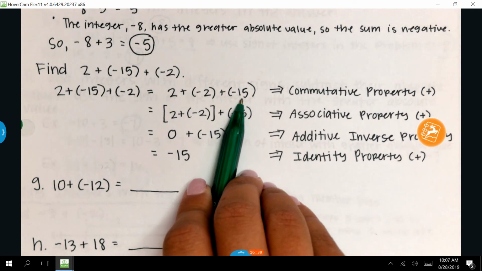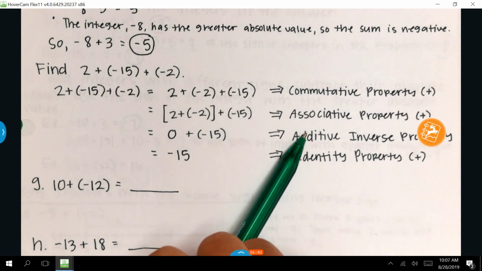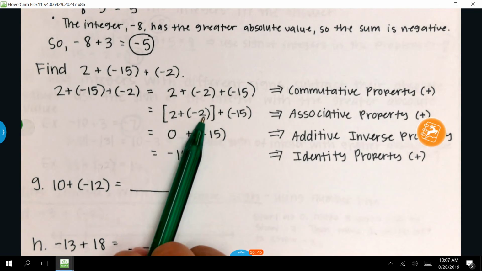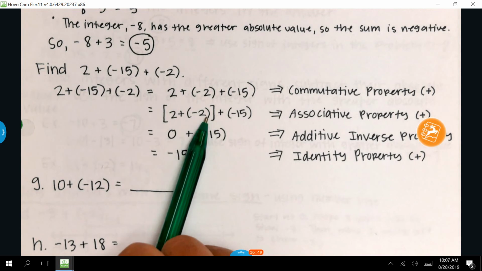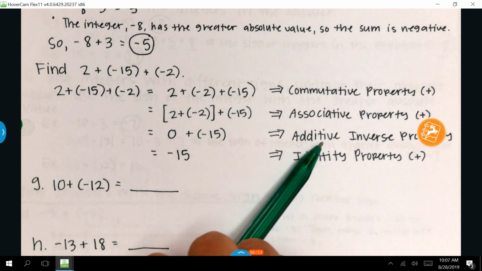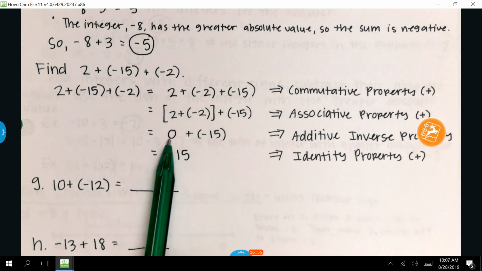Okay. And then I can use the associative property that tells me I can group numbers together. So I'm going to group the 2 and the negative 2 together. And then what are 2 and negative 2? 0. The sum of them is 0. Those are your additive inverses. So 2 plus negative 2 gives me 0.